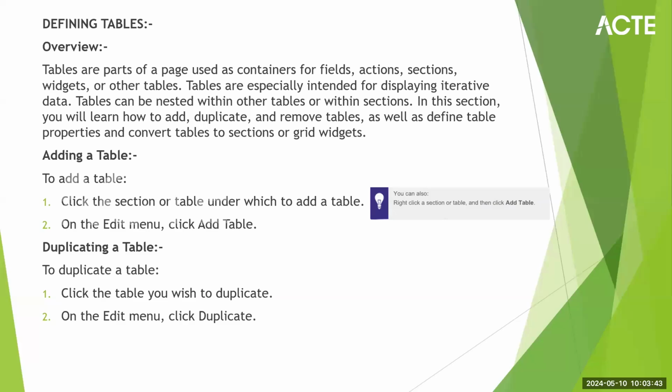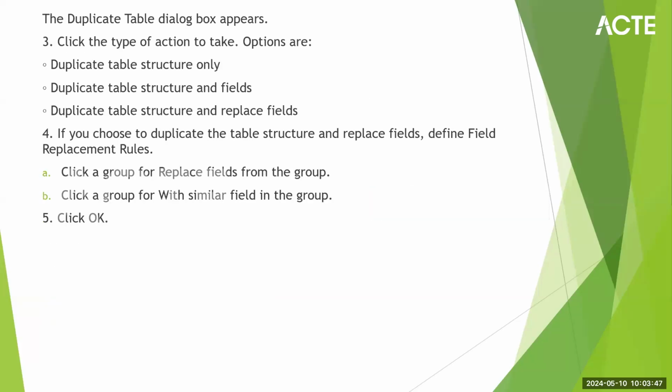Duplicating a table is nothing but duplicating a table which is already created in the current manuscript. Click the table you wish to duplicate. On the edit menu, click duplicate. The duplicate dialog box will appear and click the type of action to take, like duplicate with structure only, or duplicate with fields as well, or if you want only the structure but want to replace the fields with some other fields which you already created or which exist in your manuscript.